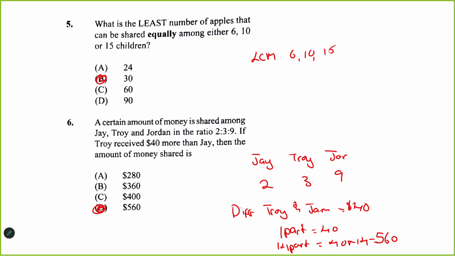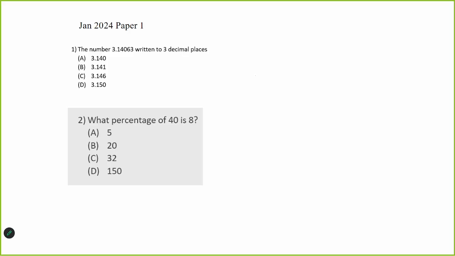And that is the end of May, June 2024, section 1. Right, January 2024, paper 1, number 3, number 1 to 6. Write the number to 3 decimal places, means 3 digits after a decimal point. 3.14063. That's 1, 2, 3. You draw a line here. 6 is more than 5, so you add 1. So that'll be B, 3.141.